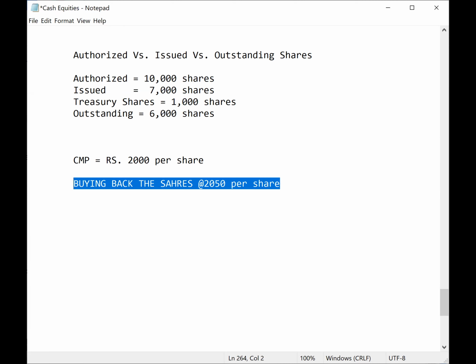So whoever is holding the share, they can give the shares back to the company and they will get the cash. These are the shares that are bought back by the company as treasury shares.